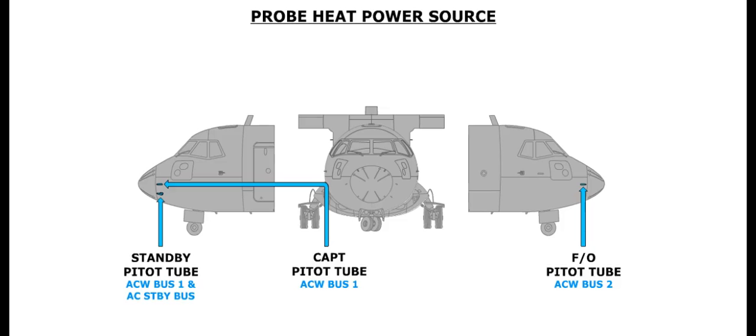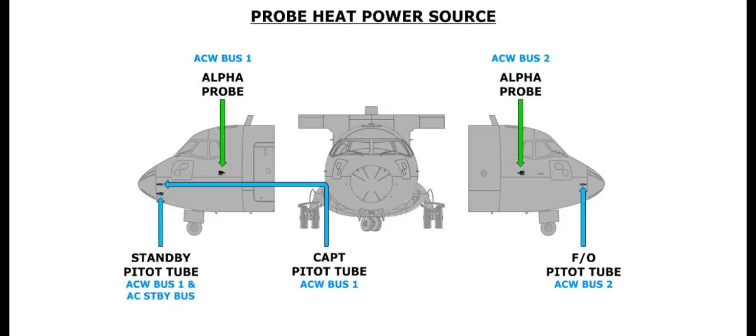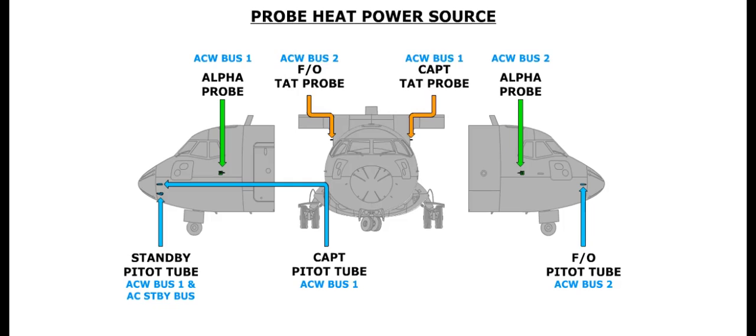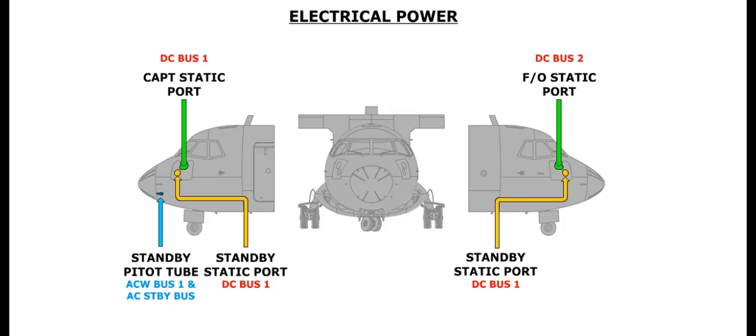AC power is used to electrically heat the captain's, first officer's, and the standby pitot tubes, the captain's and first officer's alpha probes, and the total air temperature, or TAT probes. All probes are heated by the associated AC wild bus, except for the standby pitot tube and the four static ports. The standby pitot tube is heated by AC wild bus 1 and the AC standby bus. The captain's and standby static ports are heated by DC bus 1, whereas the first officer's static port heat is powered by DC bus 2.